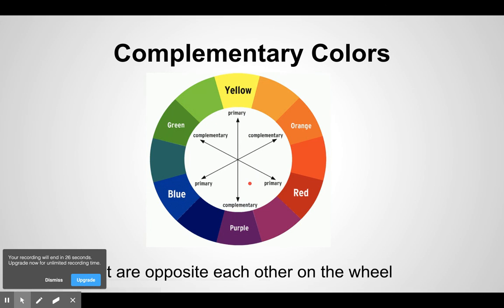So that's that. Notice also that complementary colors always make up a pair of one warm color and one cool color. So let's go back again to orange. Orange is a warm color. Its complementary color is a cool color. Red is a warm color and its complementary color is a cool color.